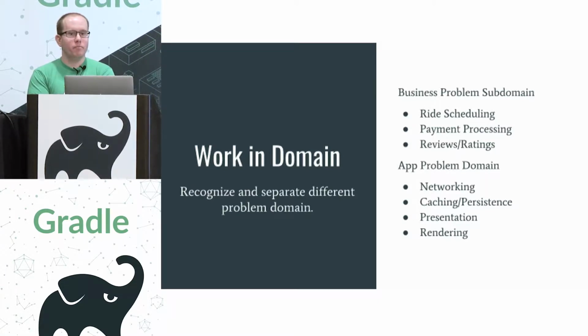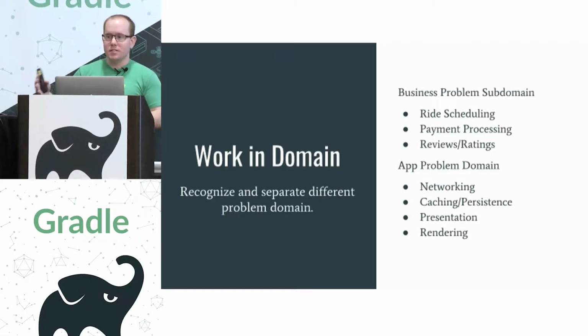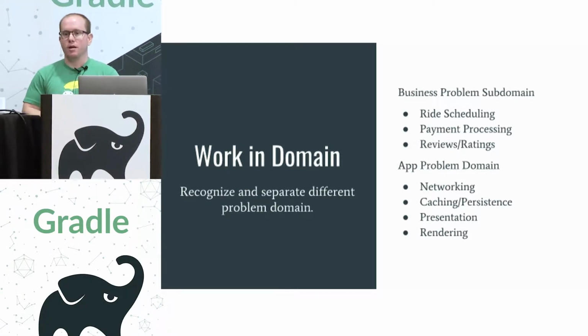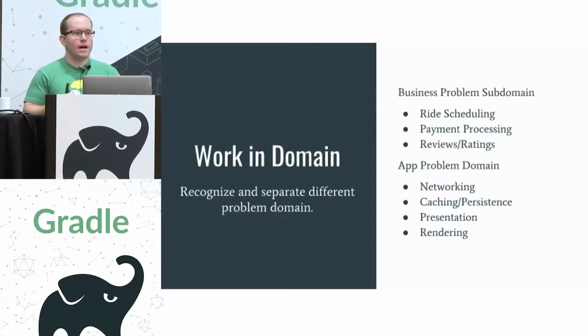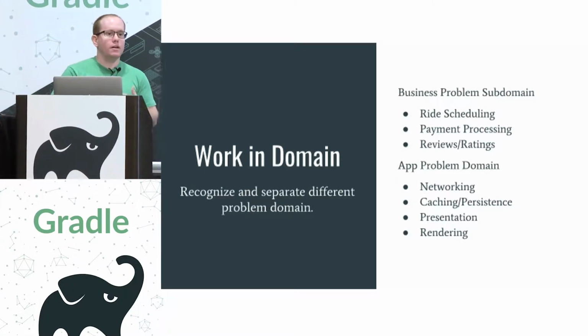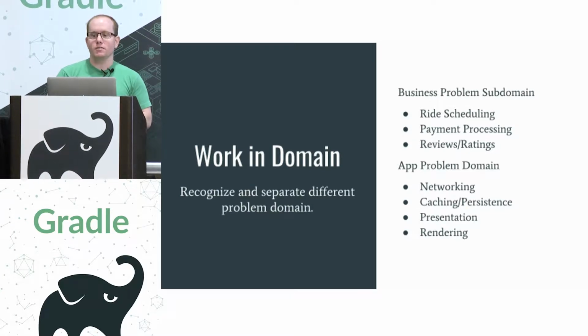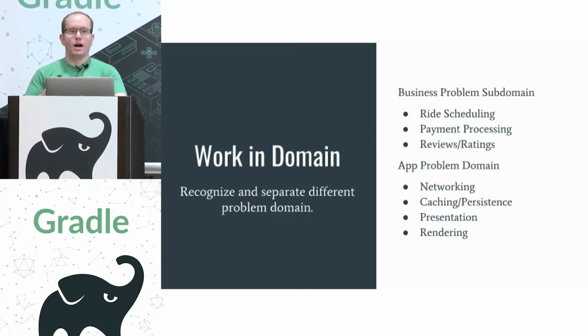So let's look at how we might break down the problems that we solve for a ride-sharing company. First, let's note that there's two major categories of problems. There are business problems, and then there are application problems. Business problems don't have to do with a particular platform, and they aren't even relevant necessarily to the existence of apps. You could imagine scheduling rides and processing payments and rating people, even if there was no app. I mean, we used to call those taxi companies, and you call them on the phone and do those things. Then there are apps problems.